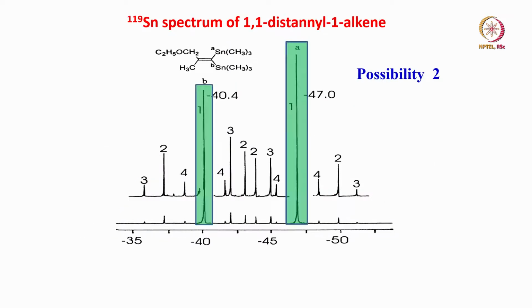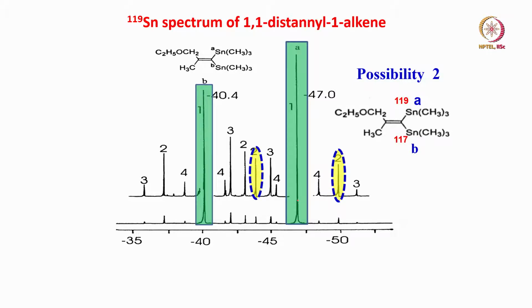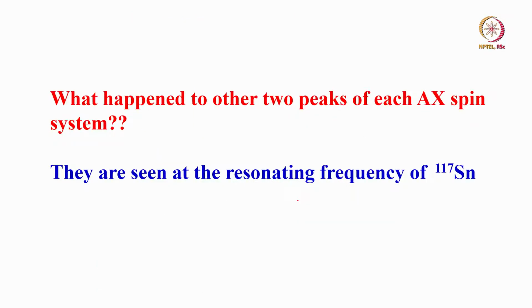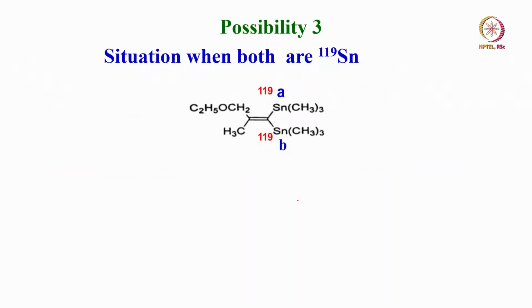So this we have already analyzed, and each tin 119 gives rise to one doublet because of its coupling with 117, in two isotopomers. This could be one of them, with 2 doublets on either side, and the other one, these are the 2 doublets on either side. So you have identified 4 peaks. The remaining 4 peaks, where are they? They are seen in the tin 117 NMR. Remember that. So 2 peaks we have already assigned in possibility 2. Now possibility 3.